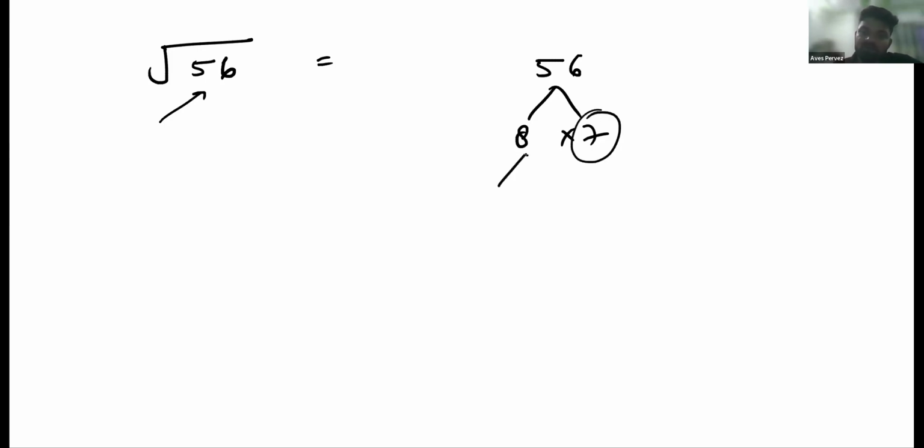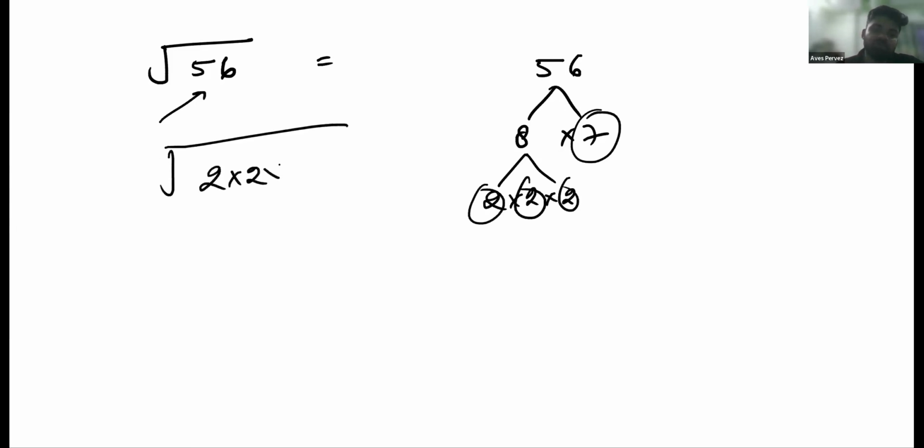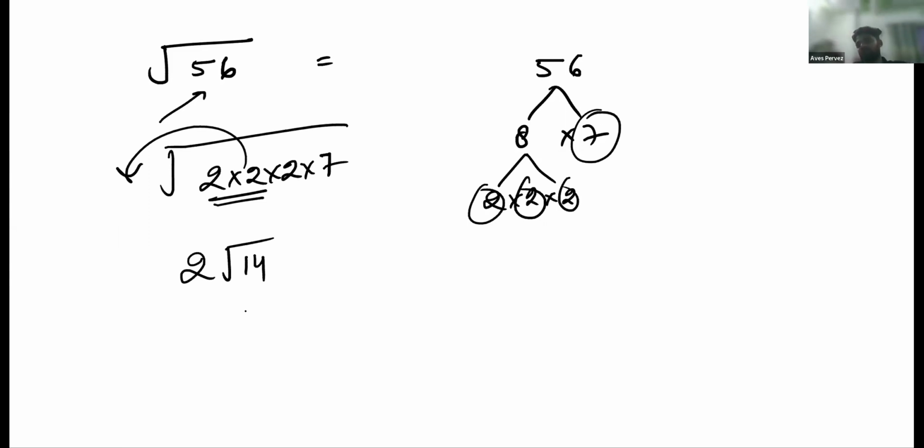And now 8, 8 is 2 into 2 into 2. These are all prime. So write it 2 into 2 into 2 into 7. Now the pair of 2 will come out. Only the 2 is going to have a pair. This 7 and this one 2 are not going to have a pair. The 2 and this 7 is 14. That will be root 14. Got it? Understood? Now moving to the next point.